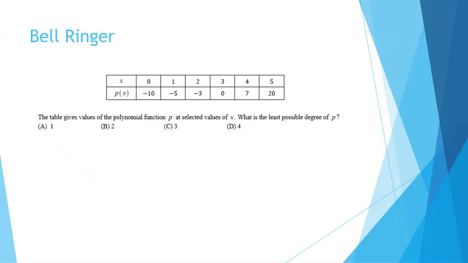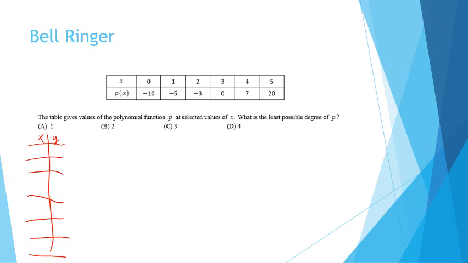So here's the bell ringer for today. Pause the video if you haven't done so already, because I am about to go over the answer. Here we are given a table of a polynomial function p at selected values of x. What is the least possible degree? So like I said, pause the video now. I'm about to go over the answer.